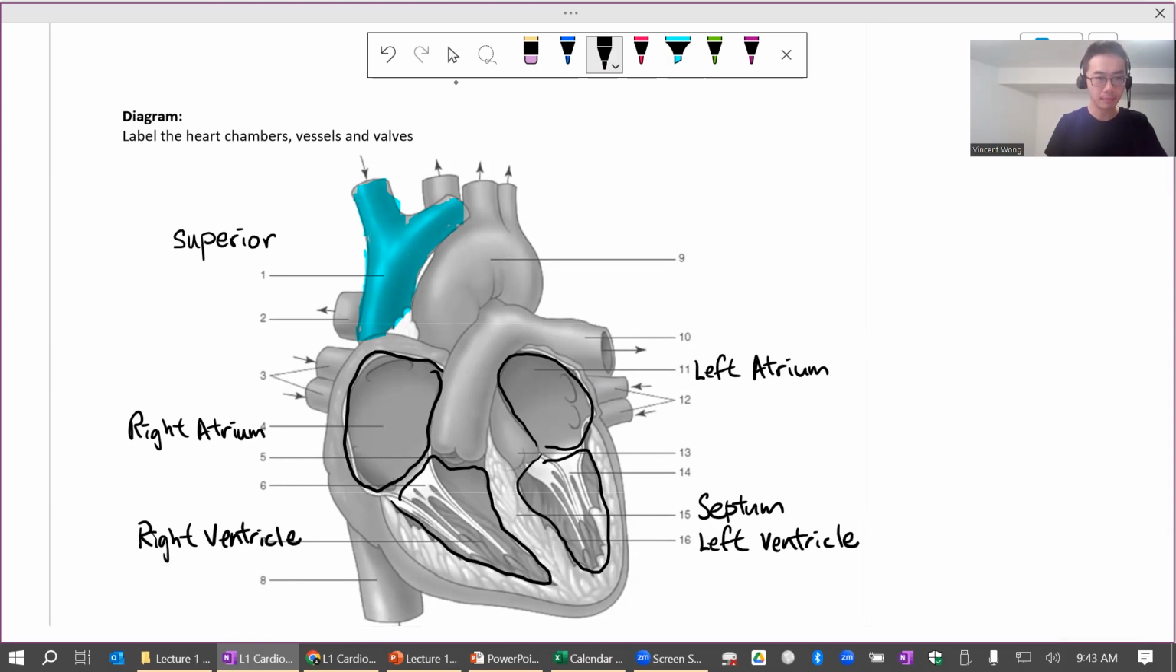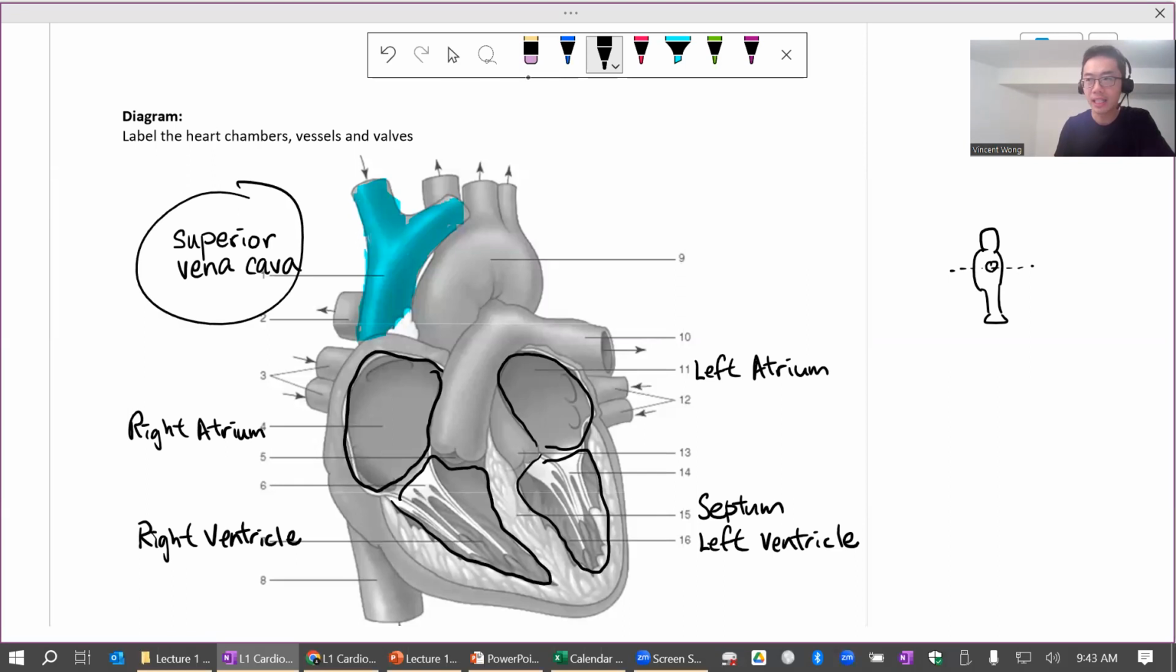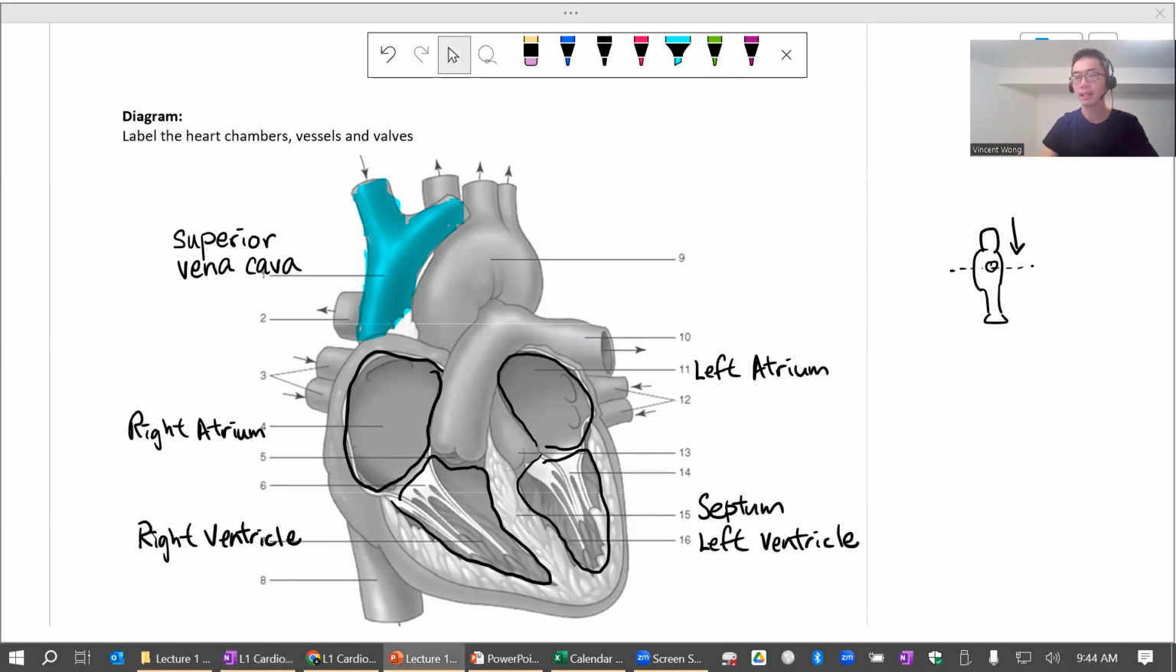Above. High up. Above, on top of. That's right. So this is the superior vena cava. If you think about a typical person here, the heart is going to be at this level, right? So the superior vena cava is going to be collecting blood from the top third of the body, the top part of the body. That's the function of the superior vena cava.